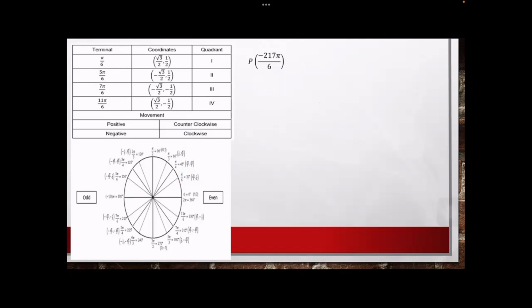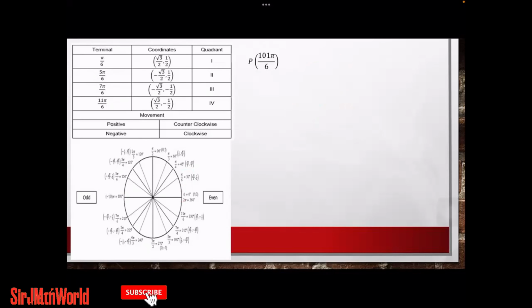Next. That's Claridad. Negative 217 over 6. Negative 36 pi po plus pi over 6 po. Okay, negative 36 is given. Tapos move ka ng isa, mapupunta siya sa, that is a negative clockwise. What's your coordinate? 11 pi over 6 yan po. Coordinate tayo. Yung square root of 3 over 2 tapos po negative 1 over 2. Okay, so yun yung ating magiging sagot. Tama.